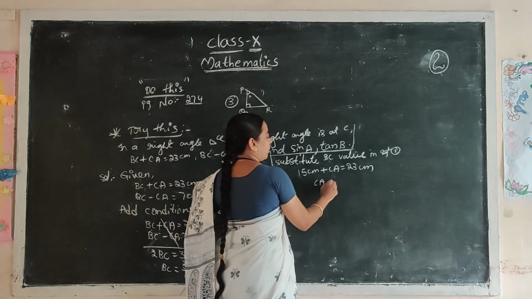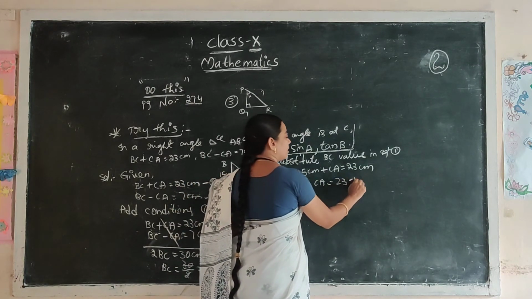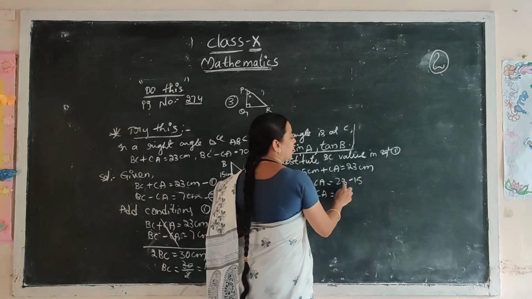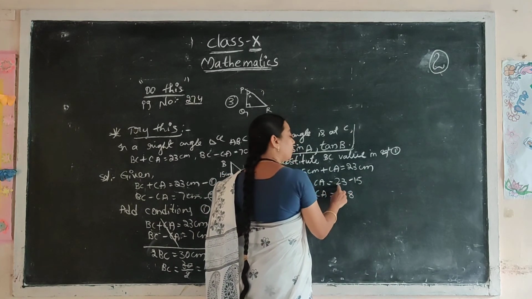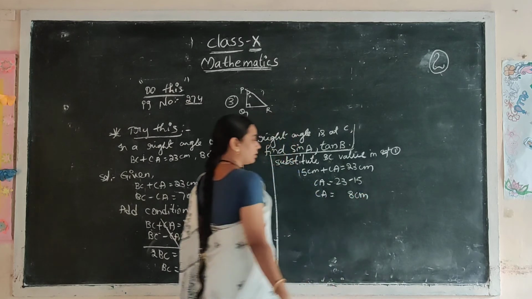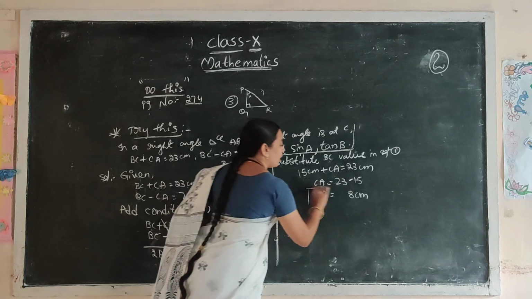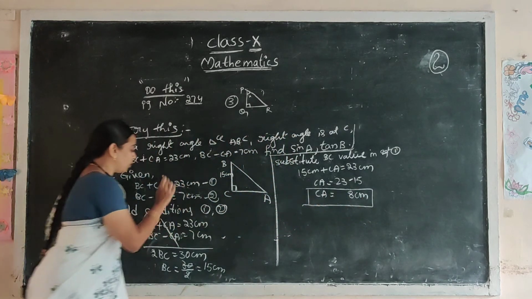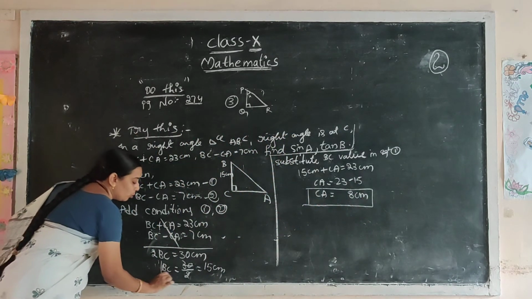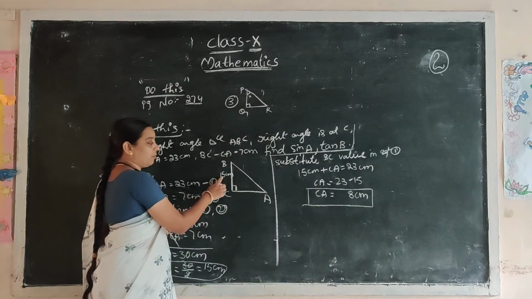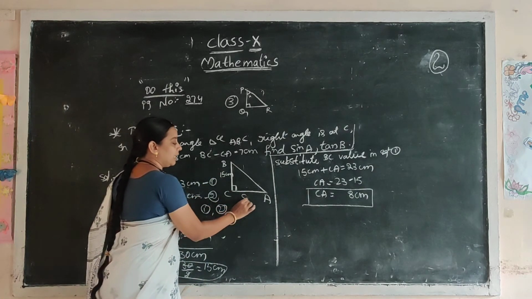Now CA is equal to 23, 15 moves to the right side as minus 15. So subtract both: 23 minus 15, 13 minus 5 is 8, 1 minus 1 is 0. So 8 centimeters. Okay, so CA, how much did you get? 8 centimeters. Now after solving these two conditions, you got two measurements, the BC measurement and the AC measurement. BC is 15 and AC is 8.